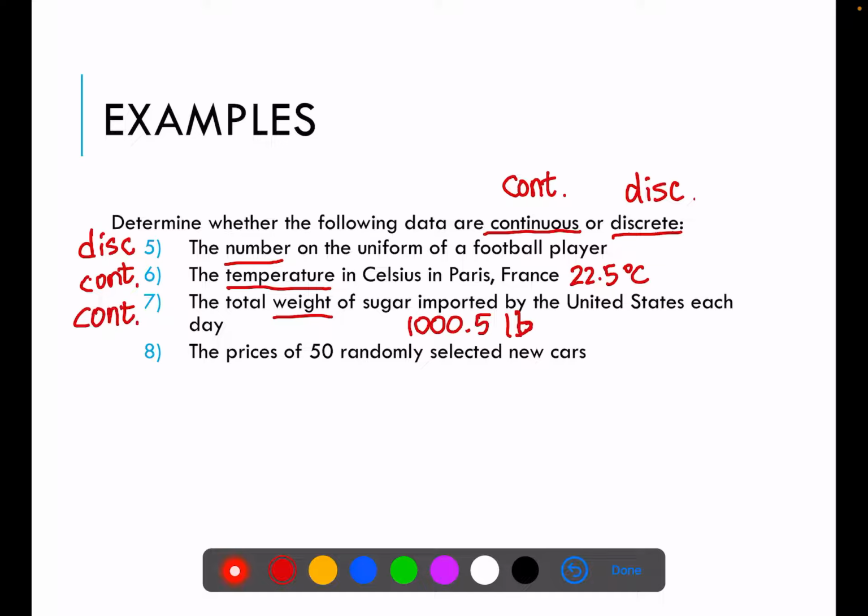The price of 50 randomly selected new cars. Now think about a car, and it can be, let's say, $20,000, $20,895.99. So it can have decimals. So in this case, it's continuous.